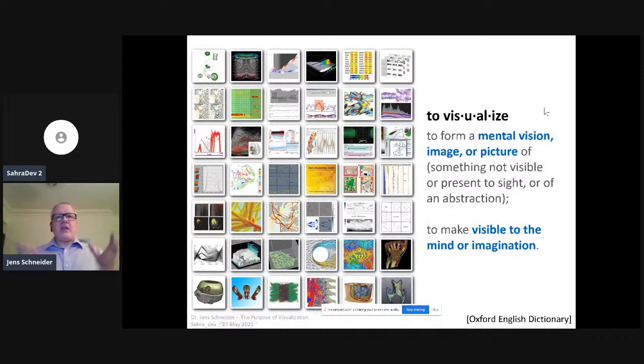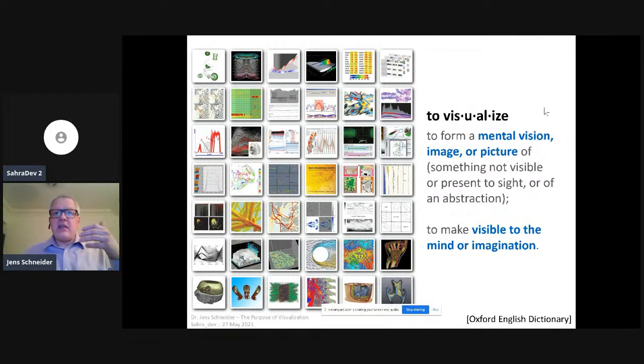So what does it mean when we say to visualize? There are two kinds of definition for visualization. Normally we say one is external visualization, one is internal visualization. Generally we mean to form a mental vision, image, or picture of something not visible or present to sight, or of an abstraction, and this is internal visualization. This happens between you reading something and you then imagining what that could look like. So this is the internal visualization.